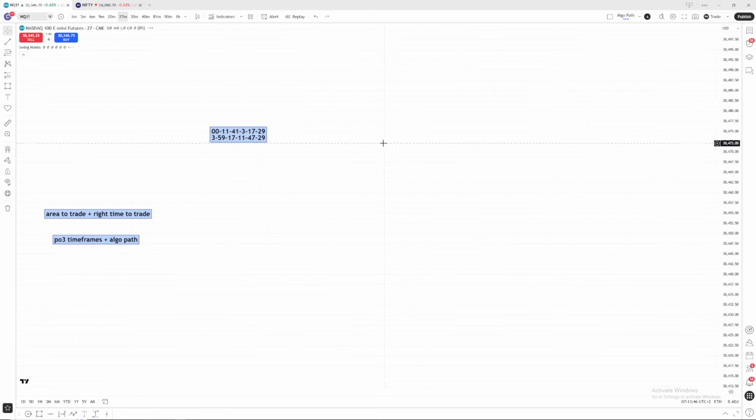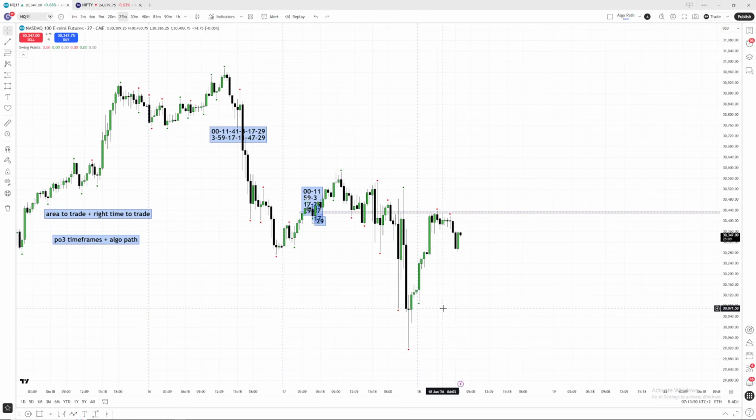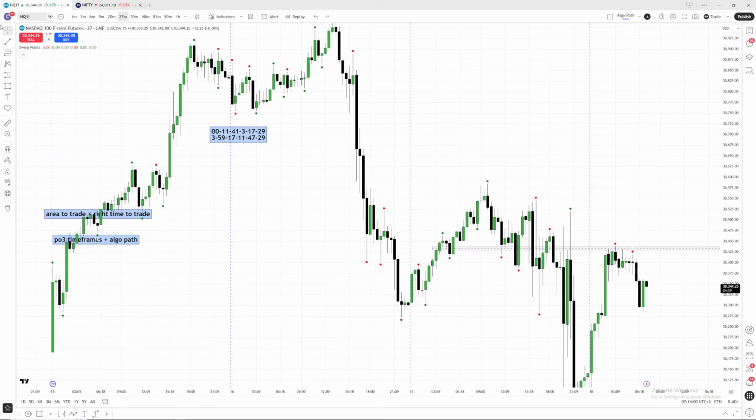Now what is the target? So target can also be based on the PD arrays itself. I mean the 27-minute time frame. So if you buy here, there is this immediate liquidity where you can exit. Okay.